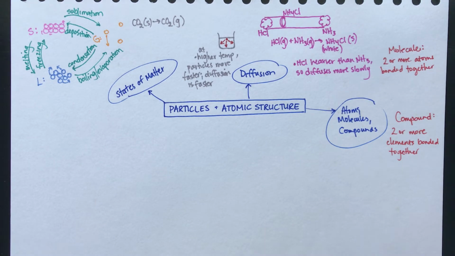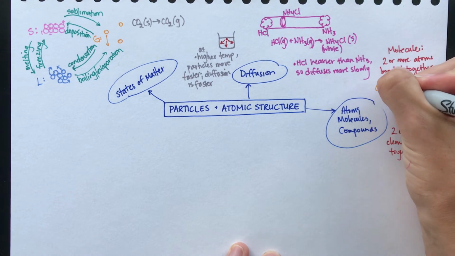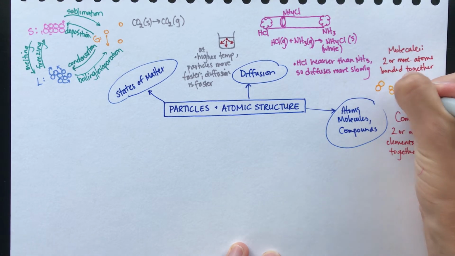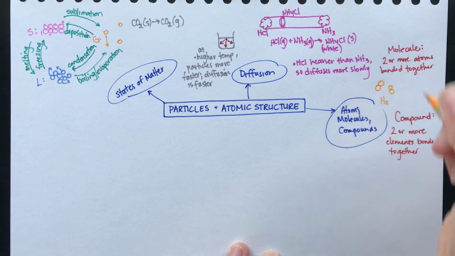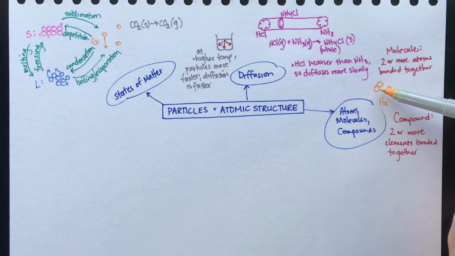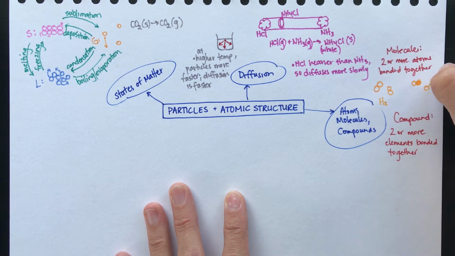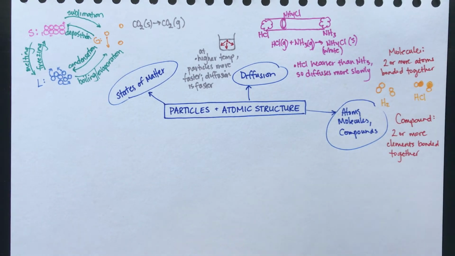So for molecule, they can be 2 of the same. For example, if this was hydrogen gas, those are hydrogen molecules. But notice they're the same type. It's an element. Elements can be molecules. On the other hand, you could have HCl. And those would also be molecules, even though that is a compound of 2 different elements.